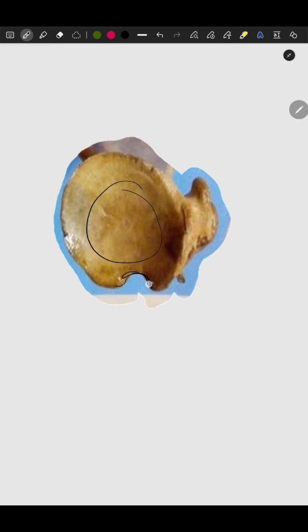This is the glenoid notch. This is the coracoid process, and above this we can see the supraglenoidal tubercle, which is visible in the lateral or medial view of the scapula.